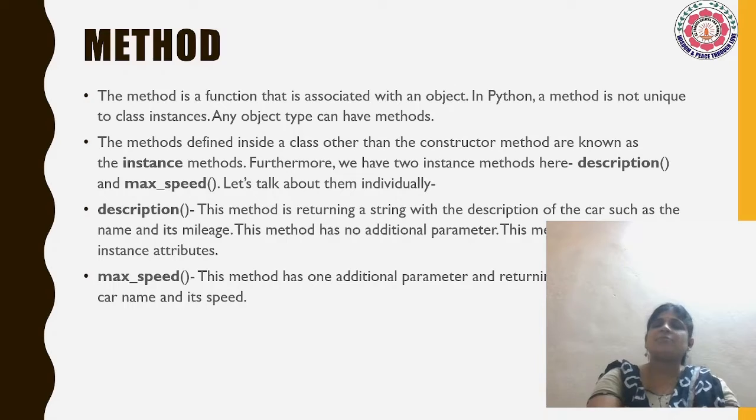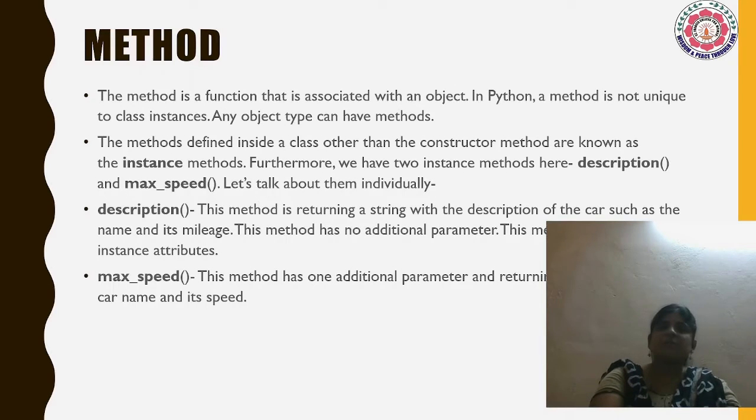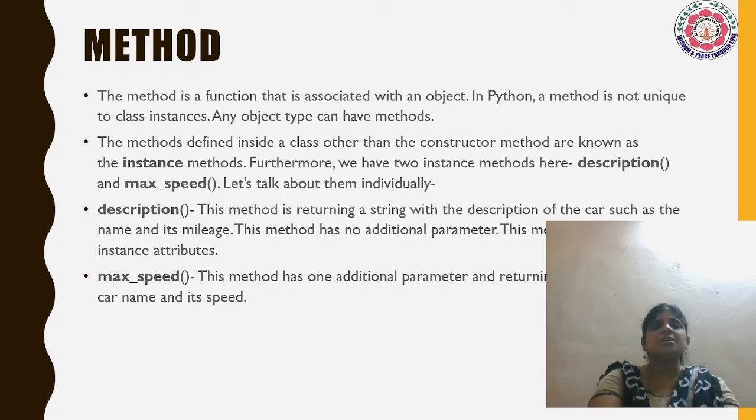For example of your instance methods, you can take the description method, the max speed method and all. So suppose you are talking about the description method, this method is returning a string with the description of the car and its mileage. Max speed means it is an additional parameter, and it returns a string along with the displaying of the car name and its speed.